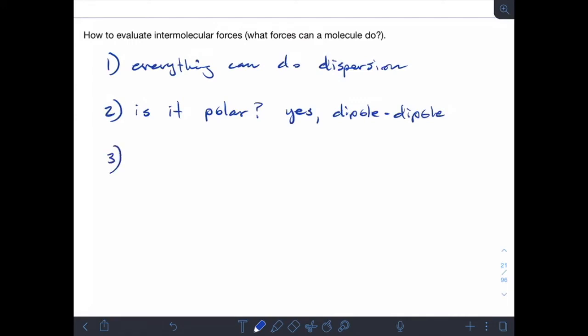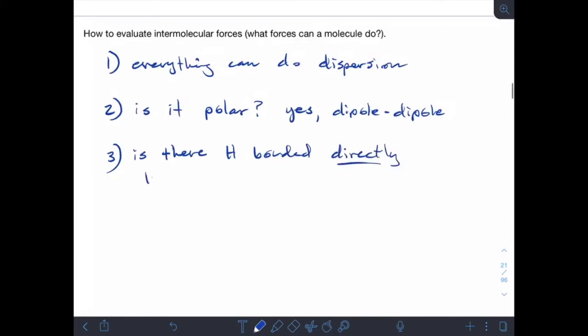And the third question to ask, is there hydrogen bonded directly to oxygen, nitrogen, or fluorine? If yes, you have hydrogen bonding. So evaluating intermolecular forces, determining what forces a particular molecule has, is an important skill for this chapter. Okay, so let's do that a little bit.